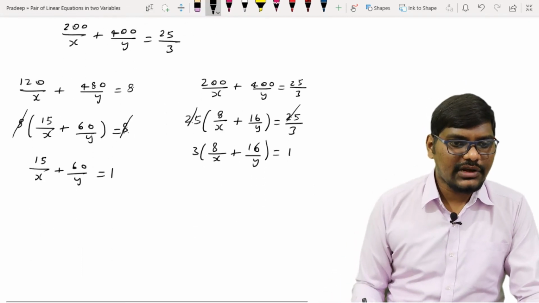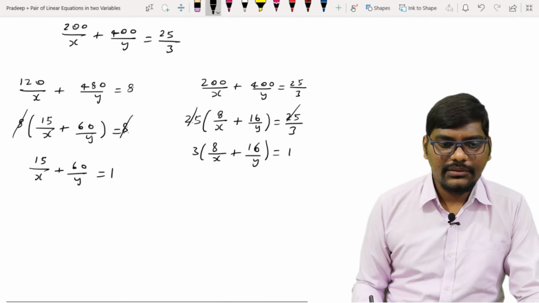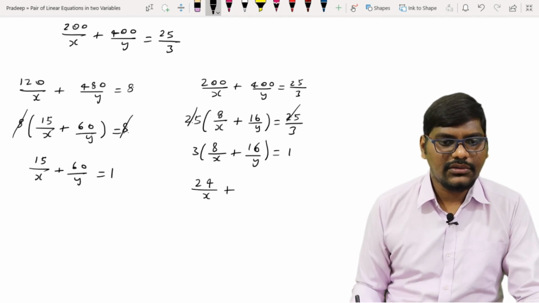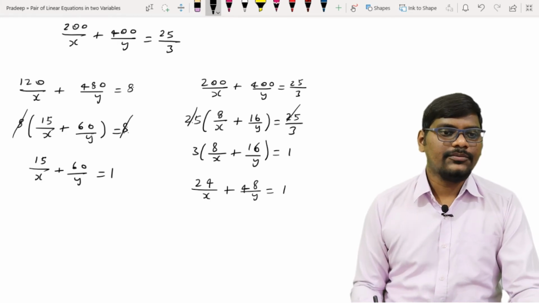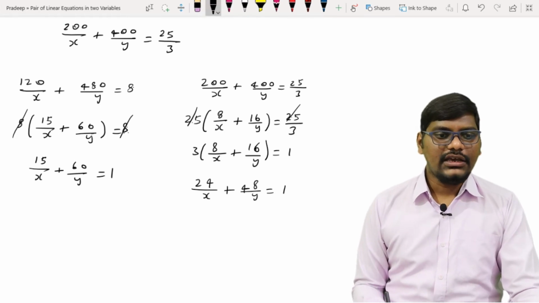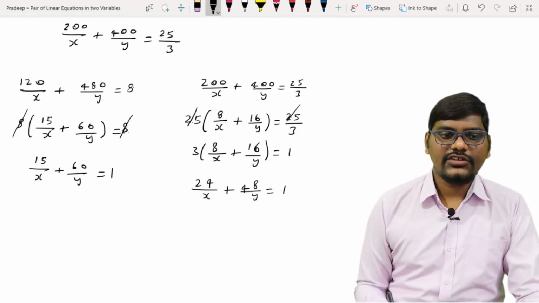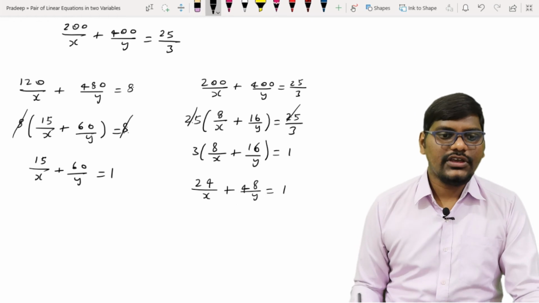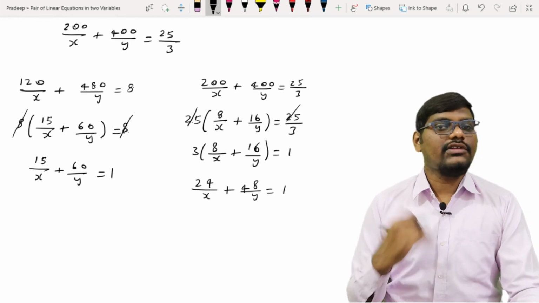So if we just multiply 3 inside, we'll be getting 3 into 8, that is 24 by x, plus 16 into 3, that is nothing but 48 by y, equal to 1 is the equation. So let's say these equations we are getting. Here 1 by x is there, here also 1 by y is there, here also 1 by x and 1 by y.